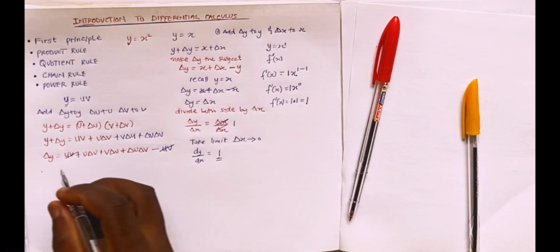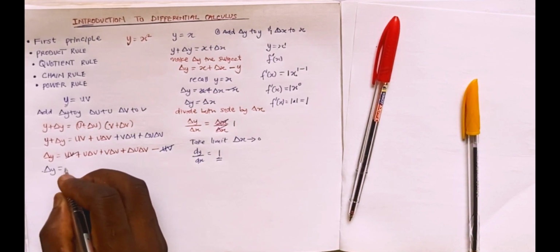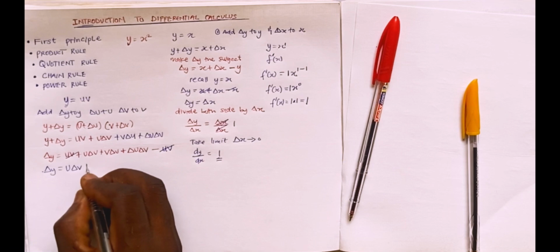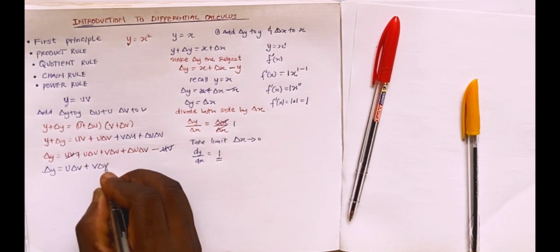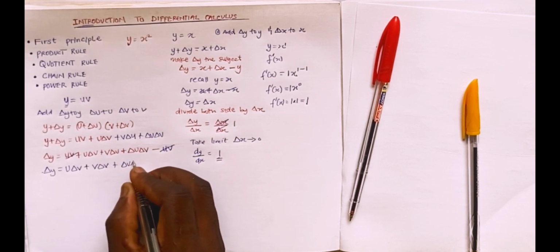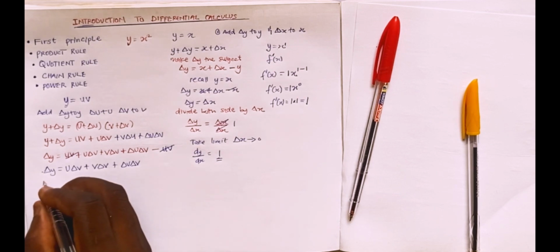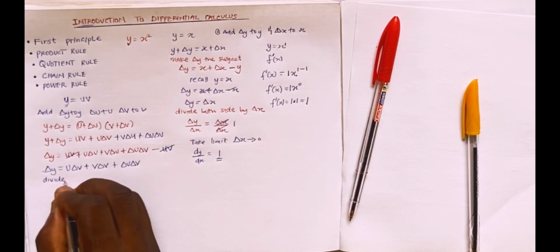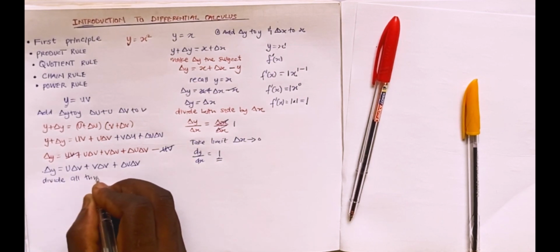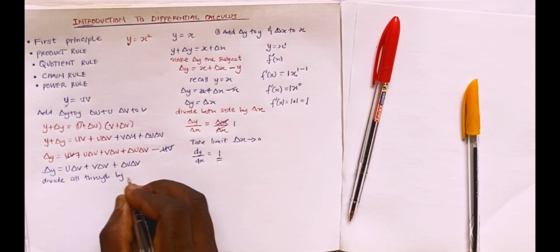So that I'm going to have Δy equals uΔv plus vΔv plus ΔuΔv. Then after that, you divide all through by Δx, right?